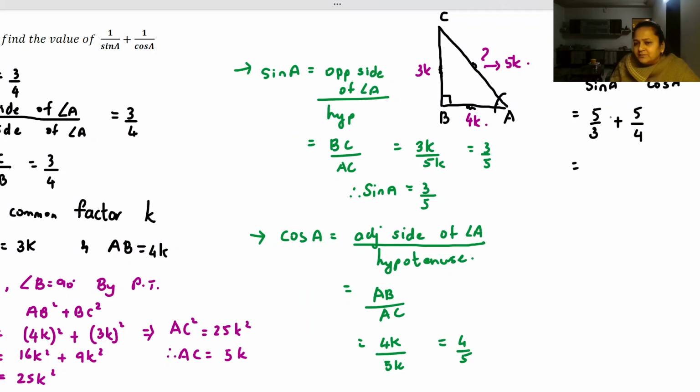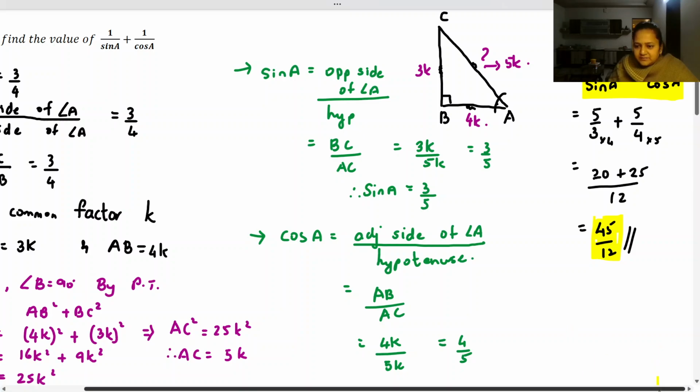You take the LCM, which is 12. 3 4s are 12, and 4 5s are 20. So this is 20 plus 25, which is 45 by 12. And here is your answer. This is the value of 1 upon sine A plus 1 upon cos A.